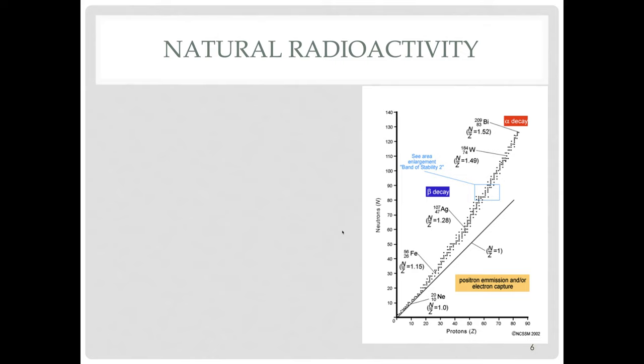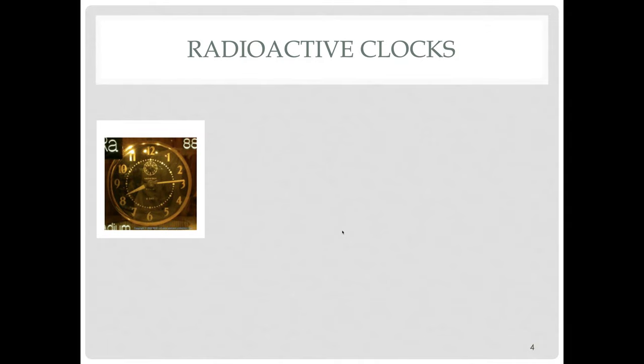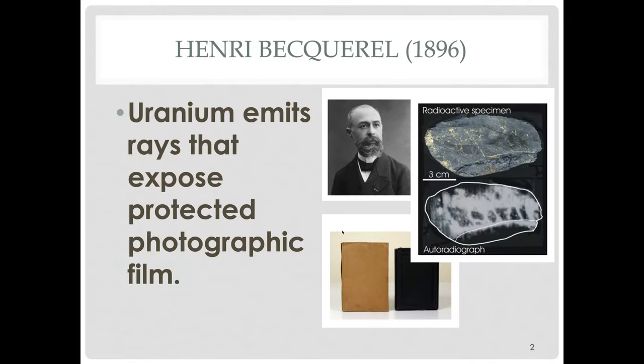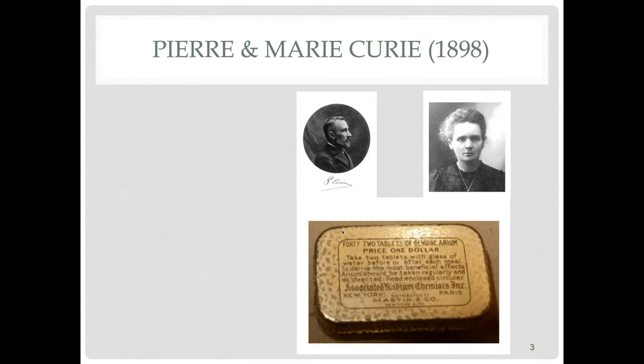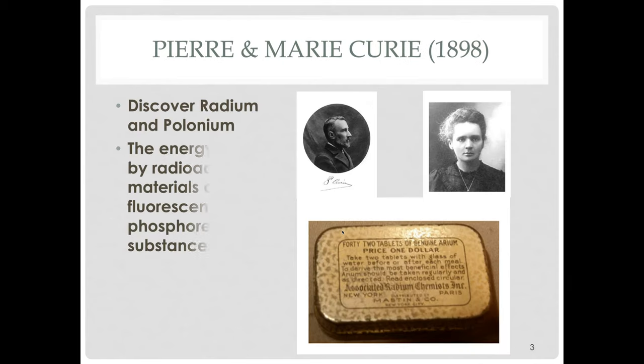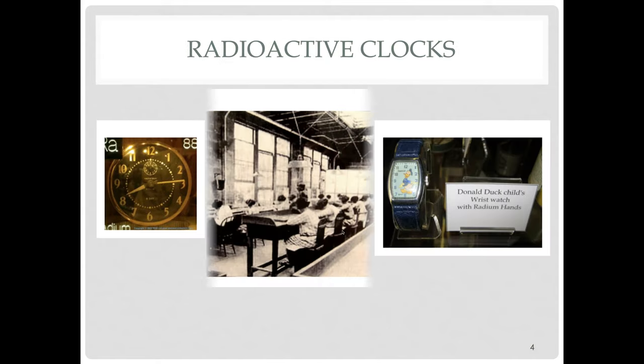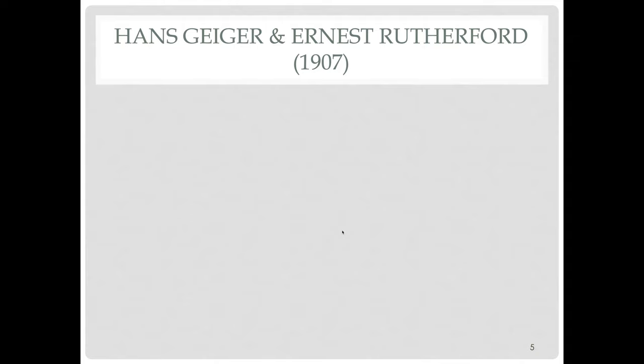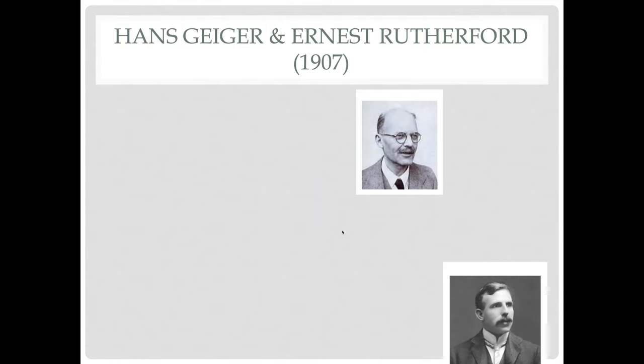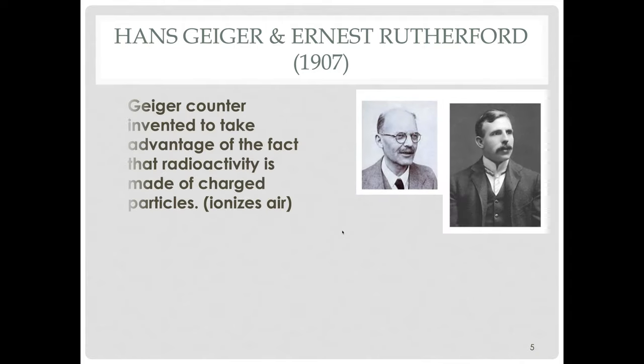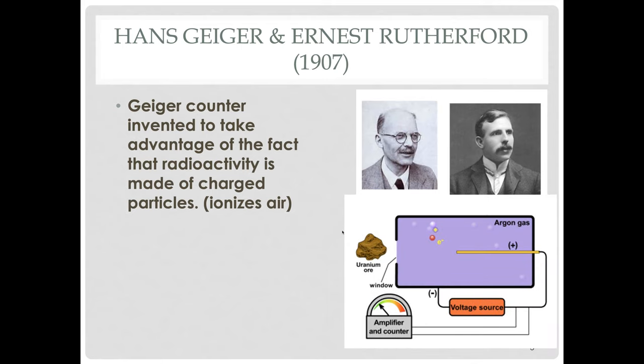Now, what is the deal with radioactivity? Well, first, how do we detect it? One, radioactivity can expose protected photographic film, so you could test for that. Two, radioactivity can cause glow-in-the-dark things to glow, so you can test that. Right? Very practical and somewhat dangerous. Or you can also use the ionizing properties of radiation and use a Geiger counter to detect radioactivity. So those are the ways you can detect radioactivity.